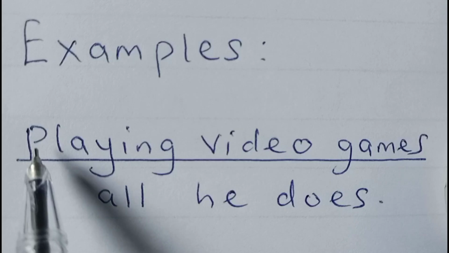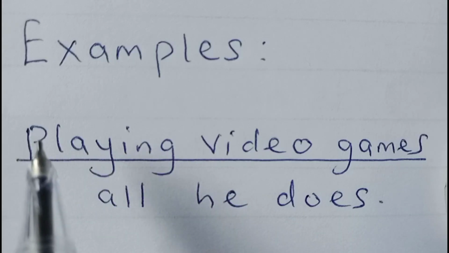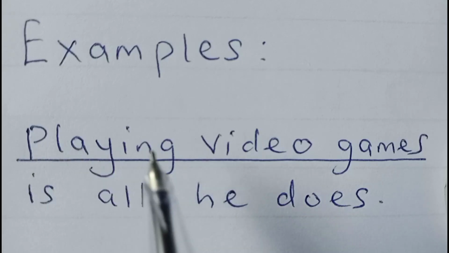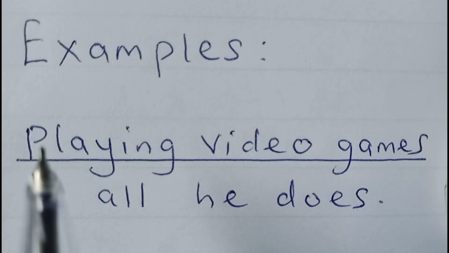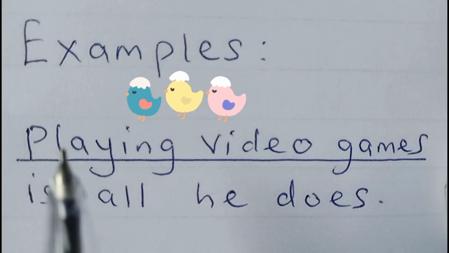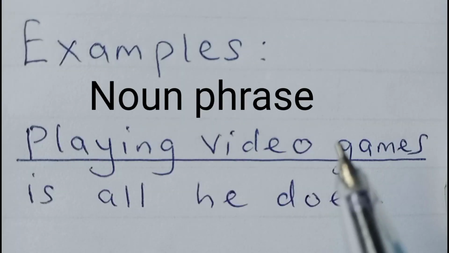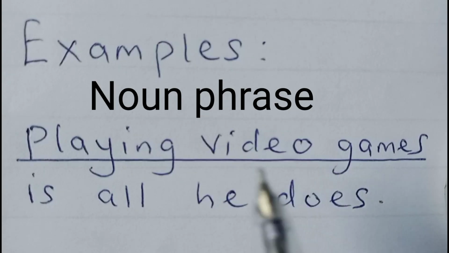Now, this word playing is not a verb. Here, it is a gerund. That is a verbal noun. So it functions as a noun. Although it has ing, it is not a progressive verb, but it functions as a gerund. It's a noun in this context. So the entire structure here is a noun phrase.